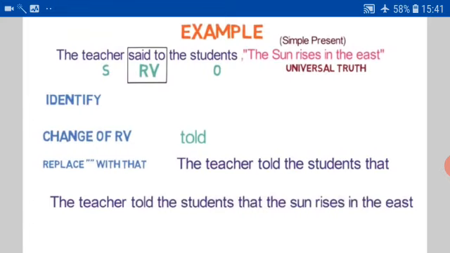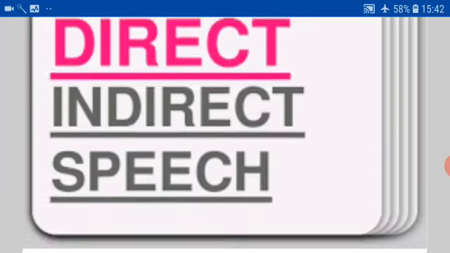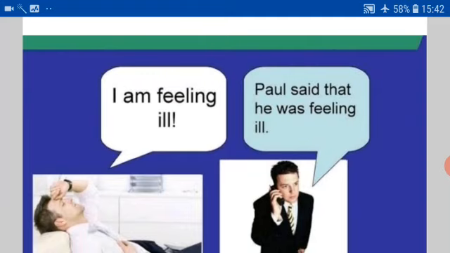Change of reporting verb: said to will be changed into told. Replace commas with that. So I have changed it here: the teacher told the students that. In this way we do not have to change the reported speech. So our complete sentence is: the teacher told the students that the sun rises in the east. Now we have completed all our rules to convert direct speech into indirect speech. Some more examples we are looking at here.